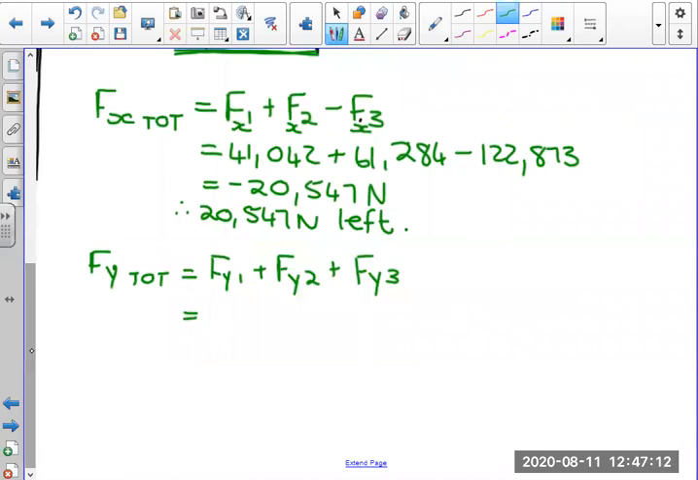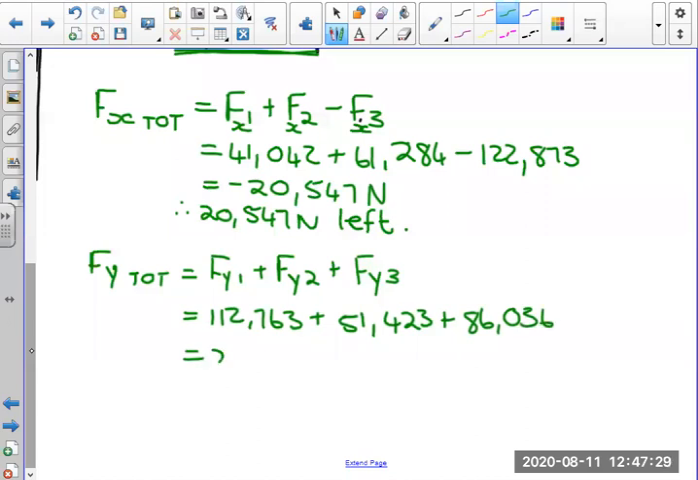So the total that I'm going to put in is 112,763 plus 51,423 plus 86,036. When I add everything, I'm going to get an answer of 250,222 newtons upwards. Okay, so that's the total of the y upwards.